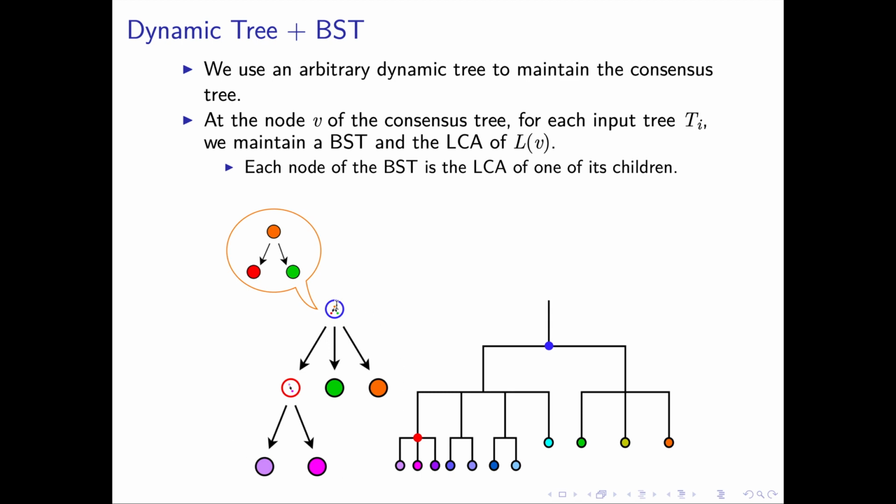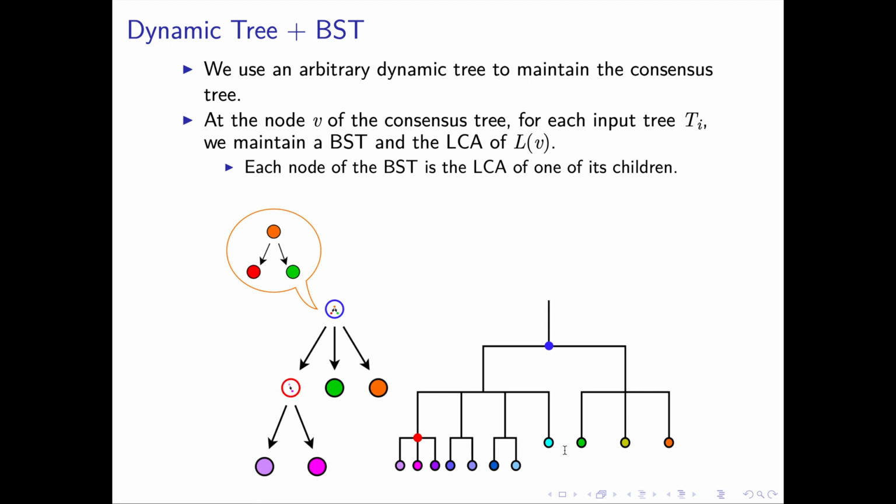At each node of our consensus tree, we store the LCA of its cluster. As before, we do not have to compute this LCA from scratch. It equals the LCA of the LCAs stored at its children. For example, at this node, we maintain the LCA of its cluster, which is exactly the LCA of these two leaves, which is the red node. That's why this node is marked with red color. And for this node, we do not have to recompute its LCA from the LCA of these four leaves. We can just compute its LCA from the LCA of its three children.